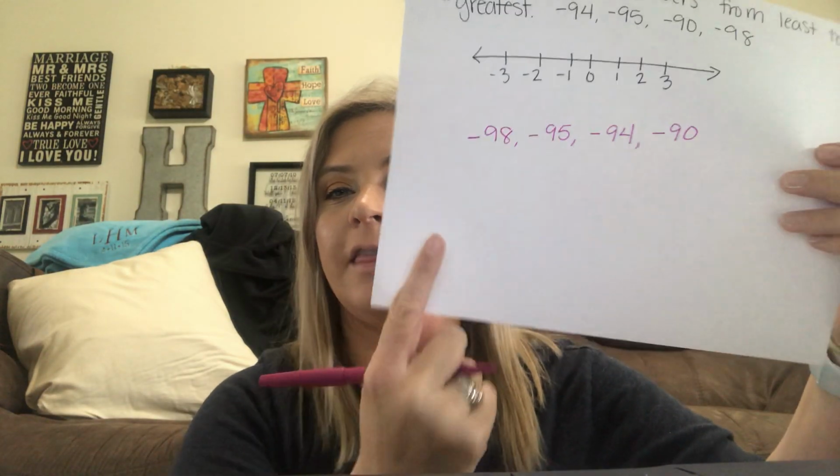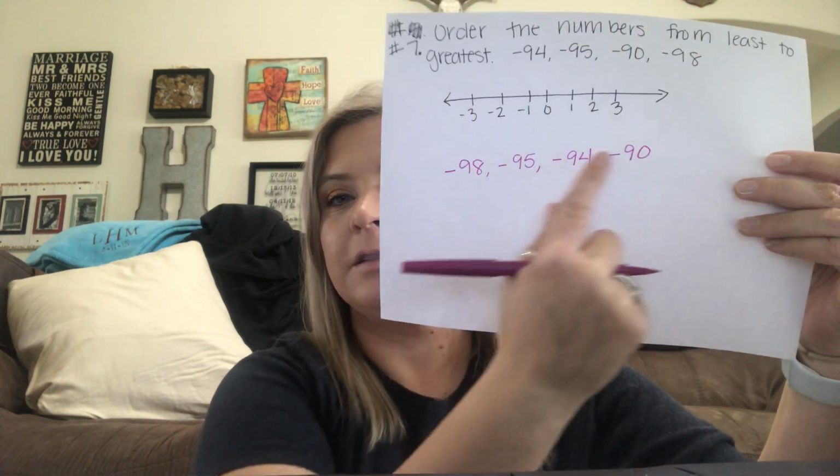Then the next largest absolute value is 95. So if it's got a negative in front of it, that means it's actually smaller. So that number is going to go next to the -98. Then again, absolute value, 94. Put the negative, it's actually smaller, leaving us with -90. And this should be your order from smallest to greatest.